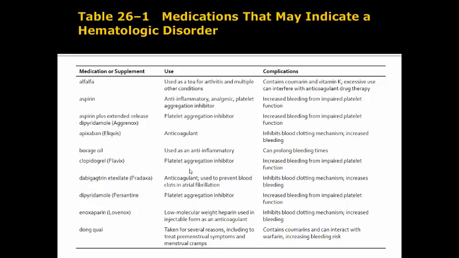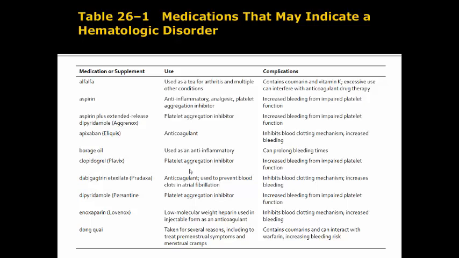Right. There are a bunch of drugs that can either indicate some kind of clotting or hematologic disorder, or that can cause symptoms of it, like alfalfa, which is used as a tea for inflammation and arthritis. It actually contains vitamin K and coumarin, which can interfere with anticoagulants. If somebody takes aspirin a lot or takes an aspirin every day, they may have increased bleeding due to that platelet inhibition of the aggregation.